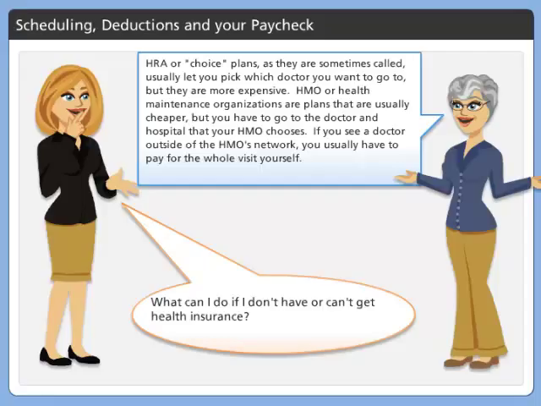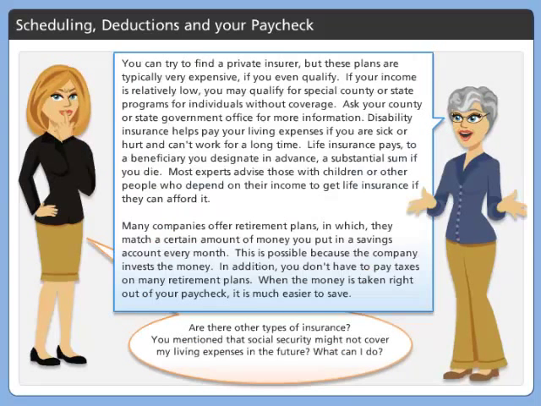What can I do if I don't have or can't get health insurance? You can try to find a private insurer, but these plans are typically very expensive, if you even qualify. If your income is relatively low, you may qualify for special county or state programs for individuals without coverage. Ask your county or state government office for more information.